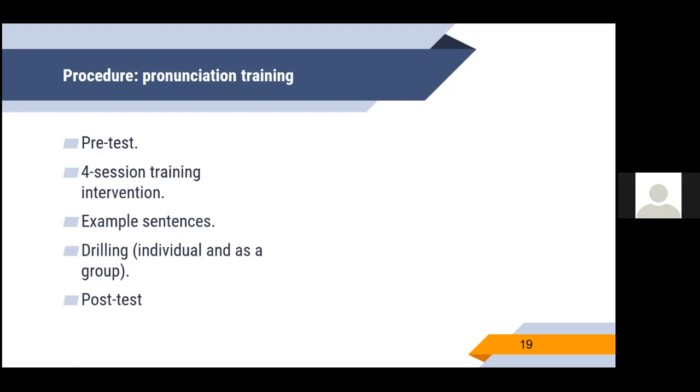And then after the 4 session intervention, there was a post-test. The post-test was exactly the same as the pretest. Now, of course, there was a period of time in between. So the probability of having a test-taking effect is not very high.